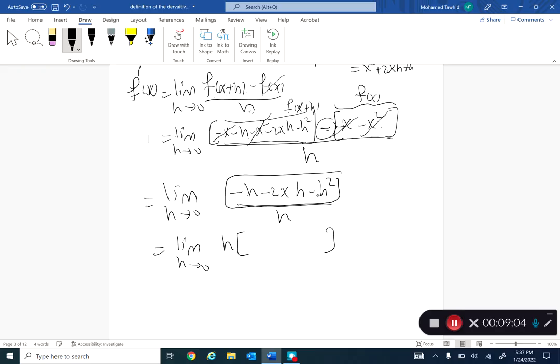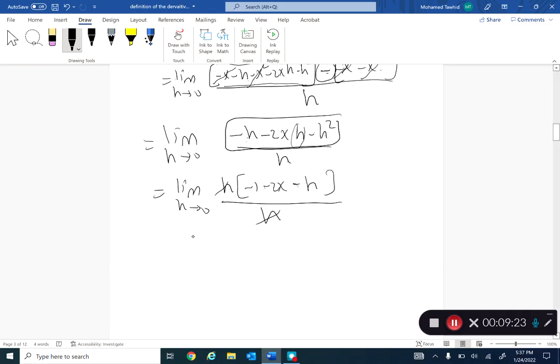If I take h out from the first term, you have negative 1. If I take h out from here, you have negative 2x. If I take h from here, you have negative h. The whole thing divided by h. So h here cancels with h, all of this before I take the limit, because I try to simplify as much as we can. So now if I take the limit as h close to 0, negative 1, negative 2x minus h.